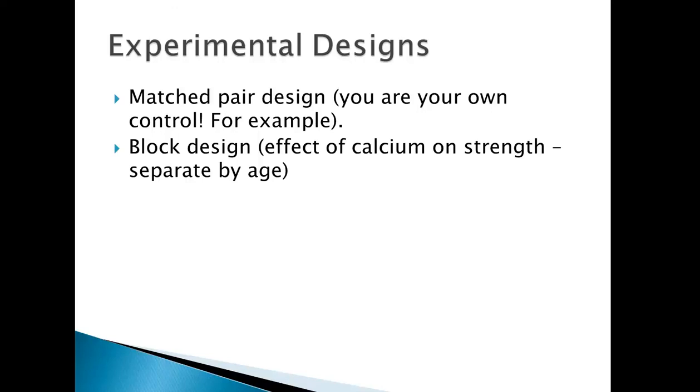Block design, where you divide your population of interest into groups that might be affected by the treatment or who differ along the axis of the response variable. So if you wanted to see the effect of calcium on strength, besides having a treatment group and a control group where some people took calcium and some didn't, you might separate them by age or make blocks based on gender so you don't get confusing information by having too many young people in the treatment group.